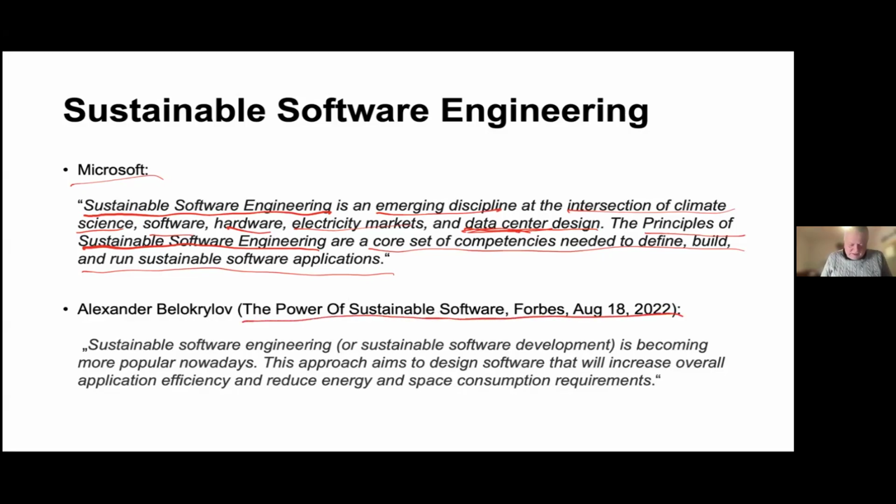There is also a Forbes article defining sustainable software engineering, and in this case, maybe focusing more on the development aspects, saying that this is popular at the moment, and that it aims to design software that will increase overall application efficiency and reduce energy and space consumption requirements. So it's defined here more from a technical perspective, reducing energy and, of course, other resources, because resources always have to do with energy and with greenhouse gas emissions.